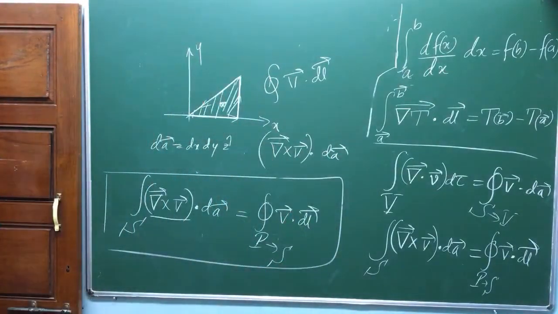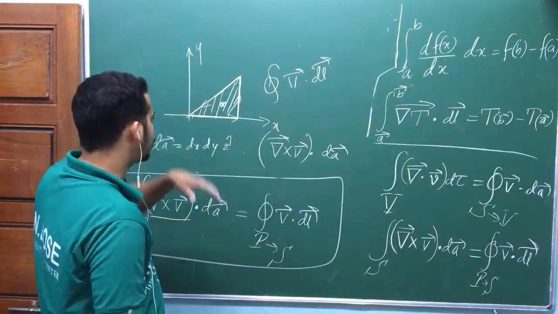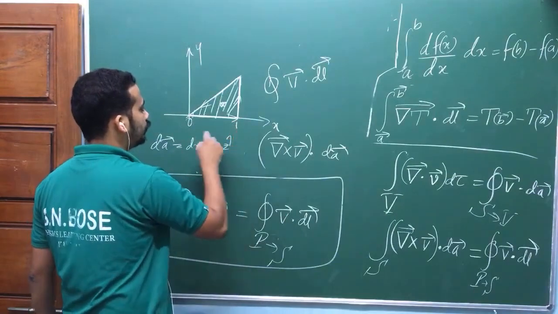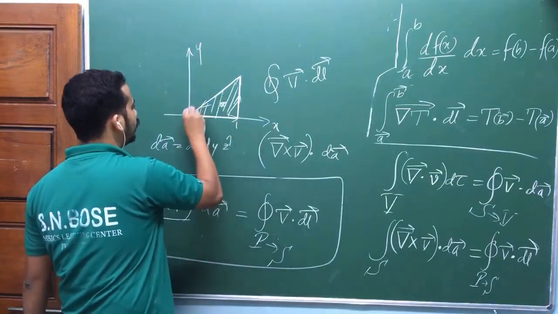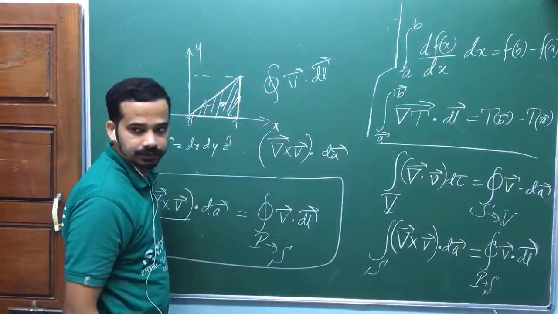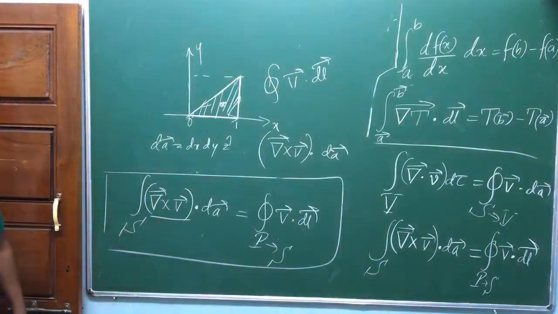Curl of the vector field dot dA vector, am I right? Take dA vector like this, and while doing that surface integral, if it is 0 to 1, don't run it from 0 to 1, 0 to 1. If you run from 0 to 1, 0 to 1, you will span the square region, not the triangle region. You should know how to run the limit. That's what I have explained.